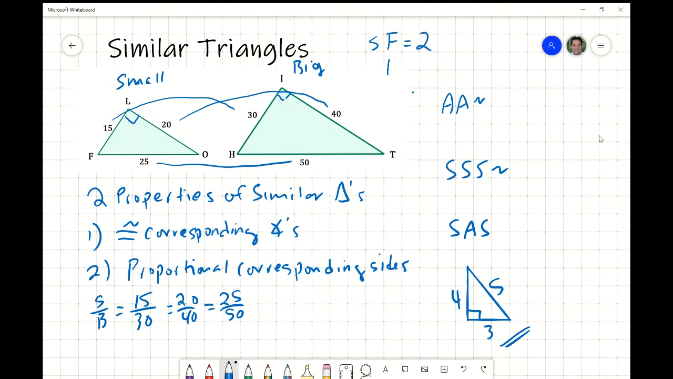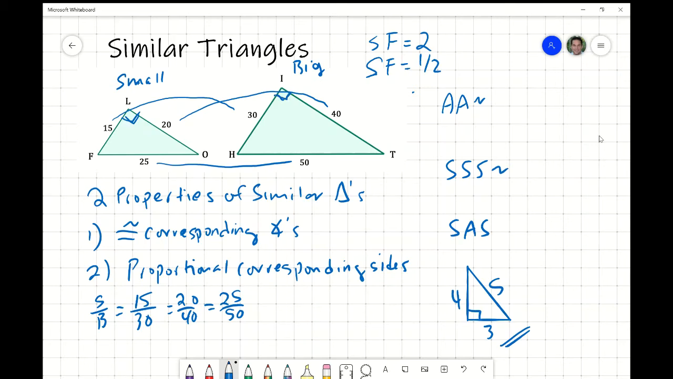And then we also appear to have a scale factor of a half if we go from the big to the small. So that's how we can easily figure out the scale factor, by setting up ratios of the corresponding sides. I know that this angle here is 90 degrees and that angle is 90 degrees, and I'm going to explain why.